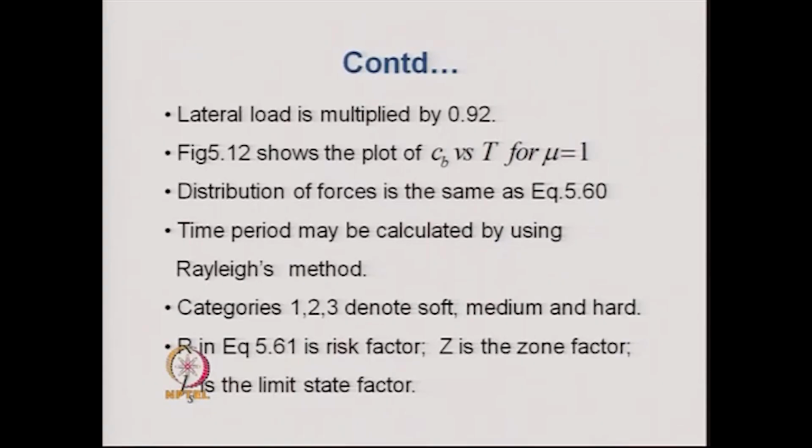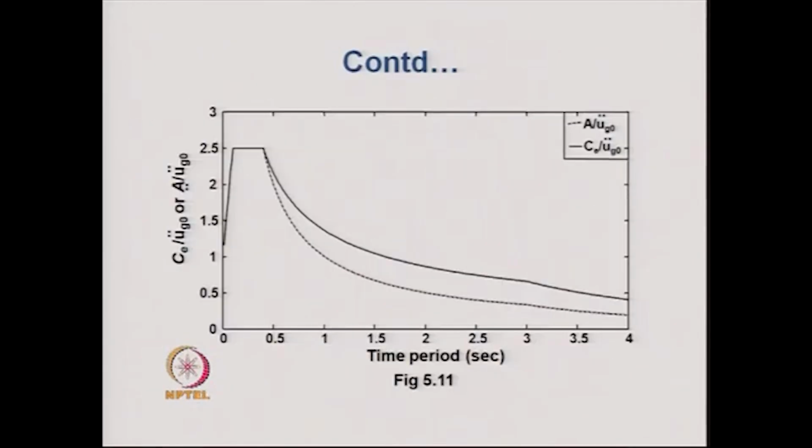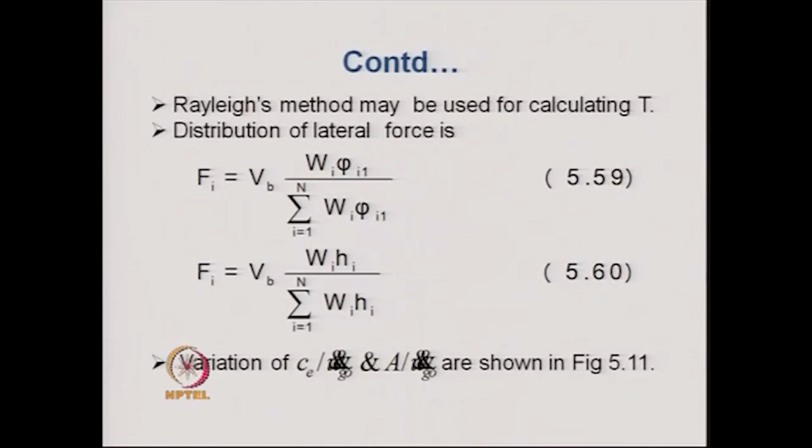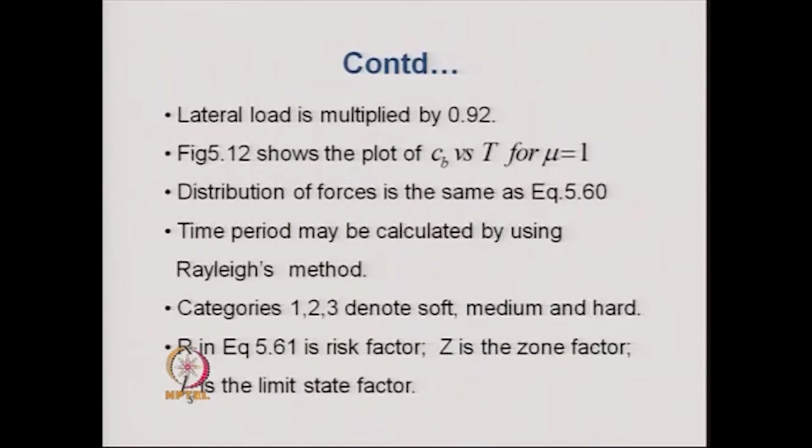The other feature of this code is that the lateral load is multiplied by a factor of 0.92. Then figure 5.12 in the subsequent pages will show the plot of CB versus T for mu is equal to 1. Distribution of forces is the same as equation 5.60, that is the same distribution WiHi divided by the summation of WiHi over all the stories. Then the time period may be calculated again using Rayleigh's approximate method.